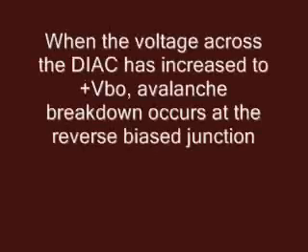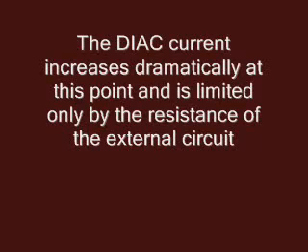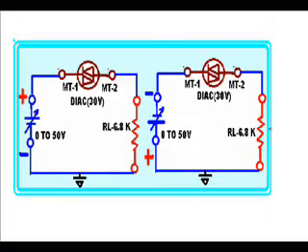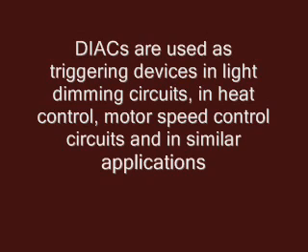When the voltage across the DIAC has increased to plus VBO, avalanche breakdown occurs at the reverse biased junction. The DIAC current increases dramatically at this point and is limited only by the resistance of the external circuit. DIACs are used as triggering devices in light dimming circuits, in heat control, motor speed control circuits, and in similar applications. The TRIAC.